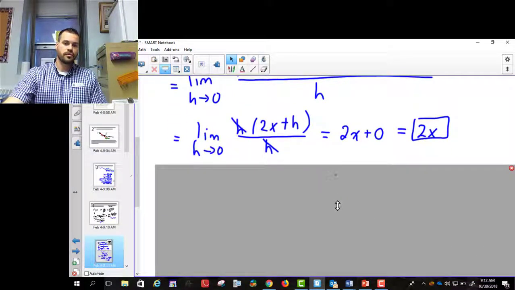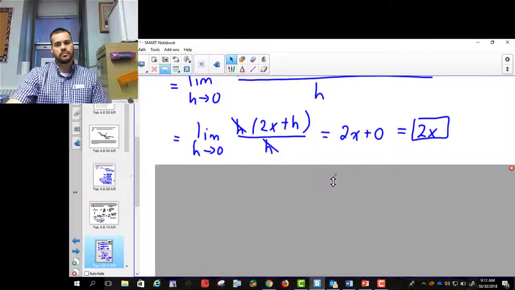If I want the slope of the tangent at a particular point now, what I do is I take that point and plug it into my derivative. So if you look at something like what's the slope as x approaches 2, it would be 4.